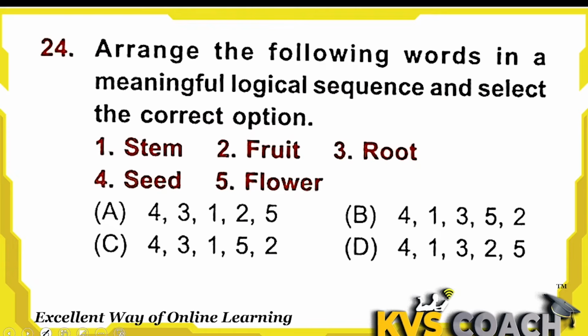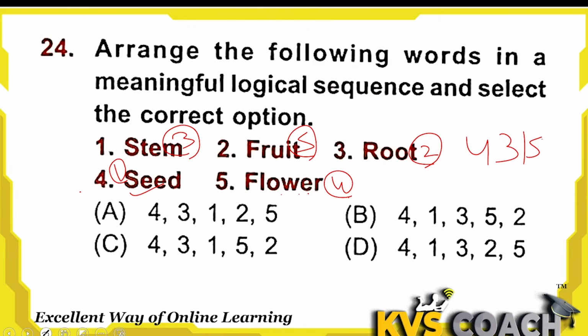Next, arrange the following words in a meaningful logical sequence and select the correct option. Stem, fruit, root, seed, flower. Very first we see the seed, then we get the root first. After that the stem will grow, and after that the flower will grow, and after the flower the fruit will grow. Okay, so here the sequence will be 4, 3, and after that 1, then 5, and then 2. 4, 3, 1, 5, 2. C is the right answer here for the 24th question.